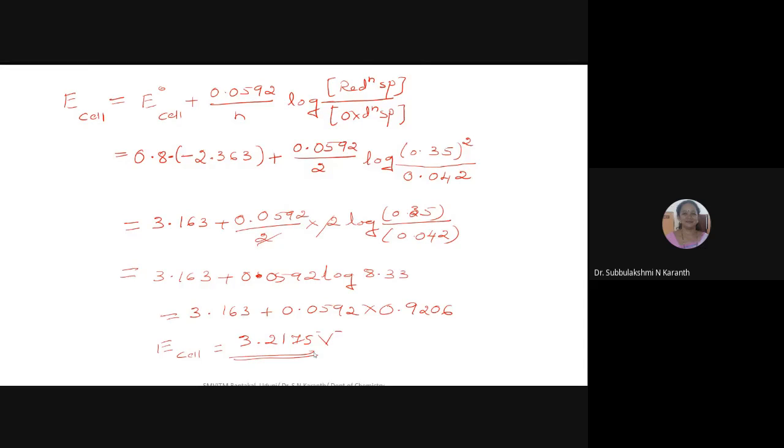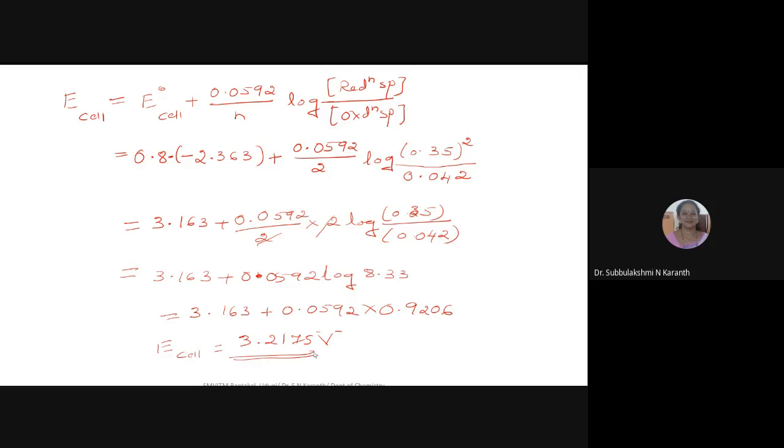So, the Nernst equation we introduce: E cell equal to E naught cell plus 0.0592 by n log reduction species by oxidation species. E naught cell is E right minus E left. The right electrode is a silver electrode, so 0.8 minus of minus 2.363 plus 0.0592 by 2 log of the concentration of silver ion, that is 0.35 to the power 2, because the reaction involves the transfer of 2 electrons. Then the final answer we get, after substitution, is E cell equal to 3.2175.